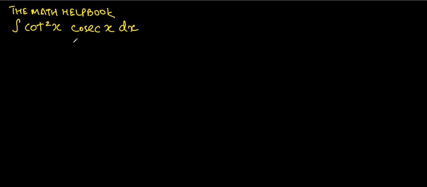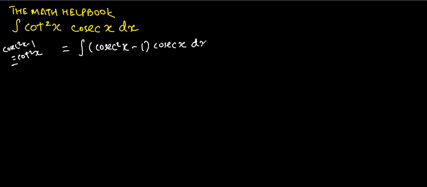Alright, so the first thing I will do is convert the cotangent square x into cosecant square x minus 1, because there's this trigonometry identity which says that cosecant square x minus 1 gives you the cotangent square x. Right, so this is according to the trigo identity. Alright, so after that we have the cosecant x dx. Alright, so this is the first step.